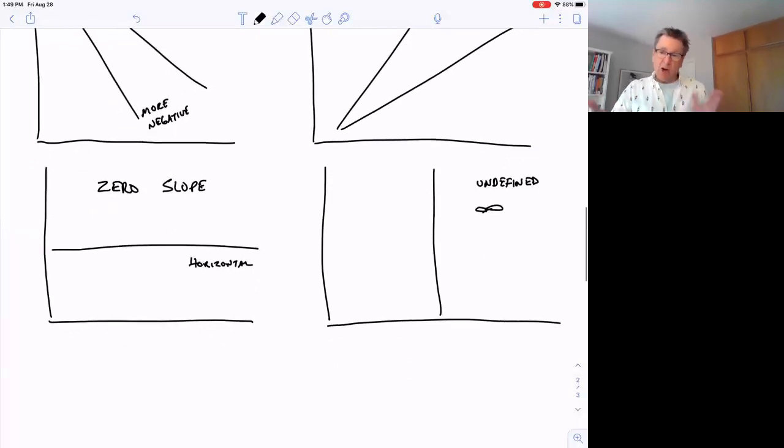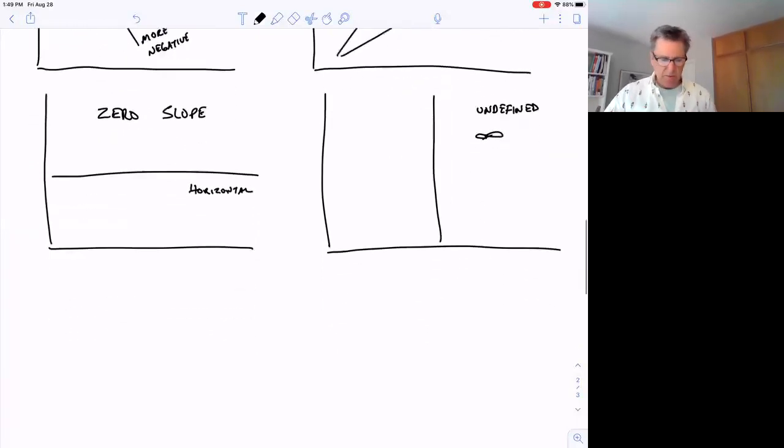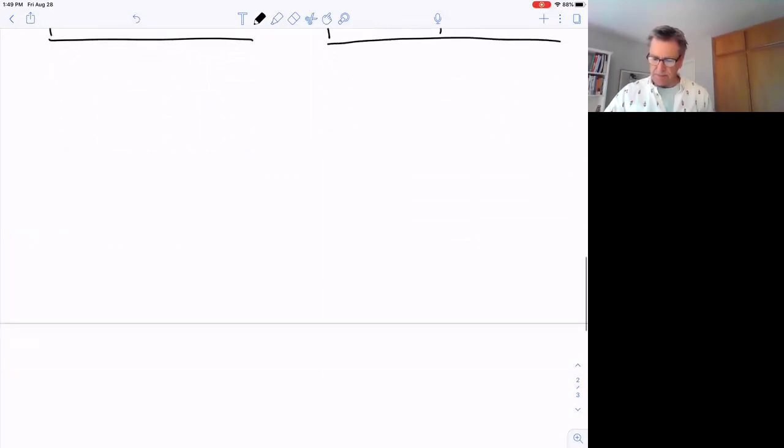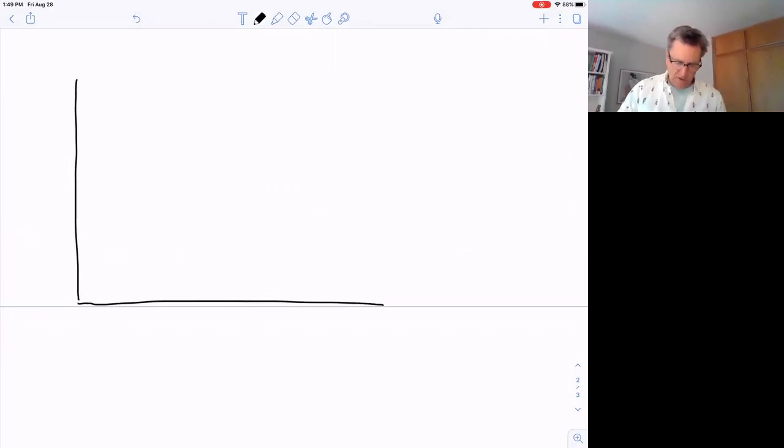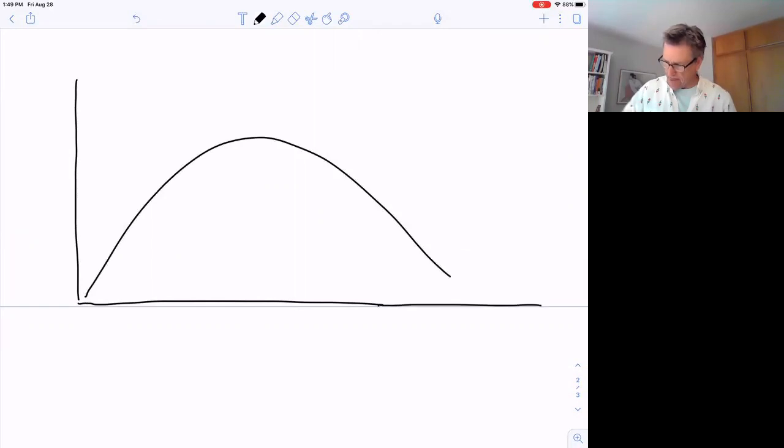Now, if we're talking about a curve, then the slope is constantly changing. And usually in economics, we're using curves. A typical curve in economics might look something like this. Which means that the slope is constantly changing. We calculate what the slope is at any point on the line.